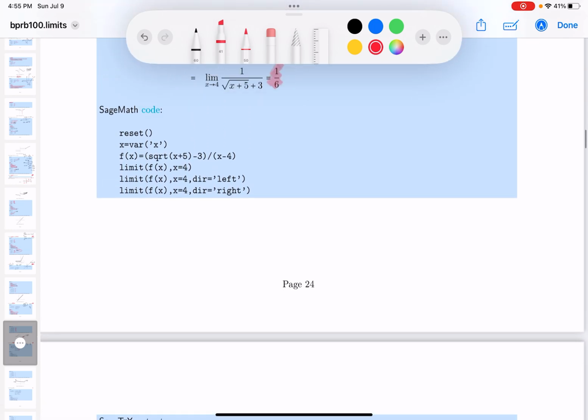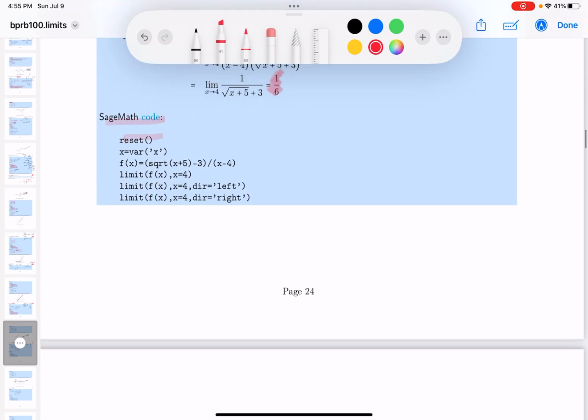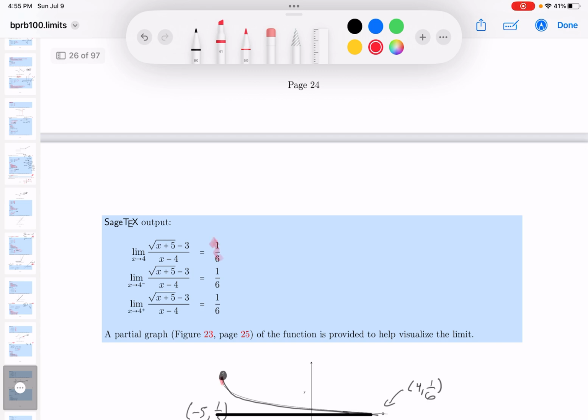I'm going to go back to Sage and play around with it. Reset, define a variable, define a function as written, do the limit as you approach 4 from both the left and right and at 4. What am I expecting to see? 1/6, 1/6, 1/6. Let's take a look at it. Sage returns 1/6, 1/6, 1/6, as expected, by the way. Thank you.